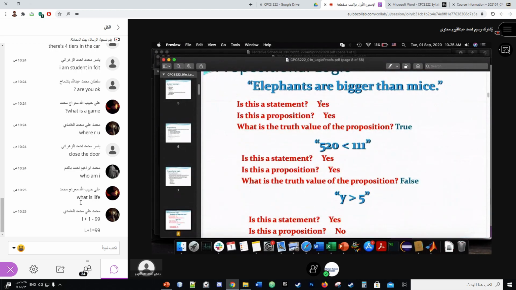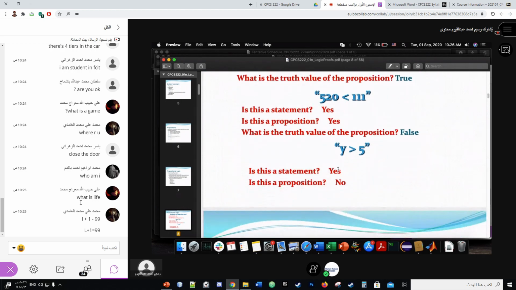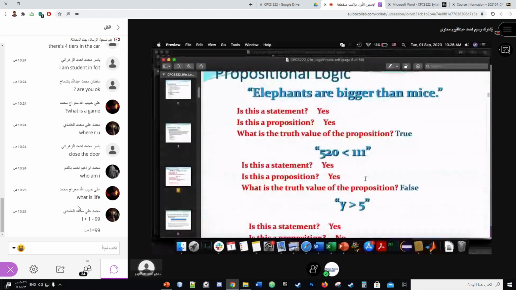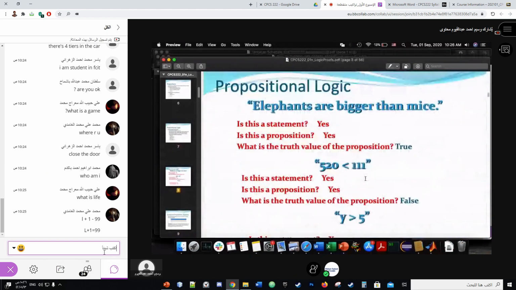So is this a statement? Yes. Is this a proposition? Yes. Why? Because it has a true or a false value. Here in this case, it's true. 520 less than 111. Is this a proposition? Yes, because it's a statement and it has a truth value. Y greater than 5. It is a statement, but it is not a proposition because it does not have a true or a false value. So is that clear? Okay, now let's move on.